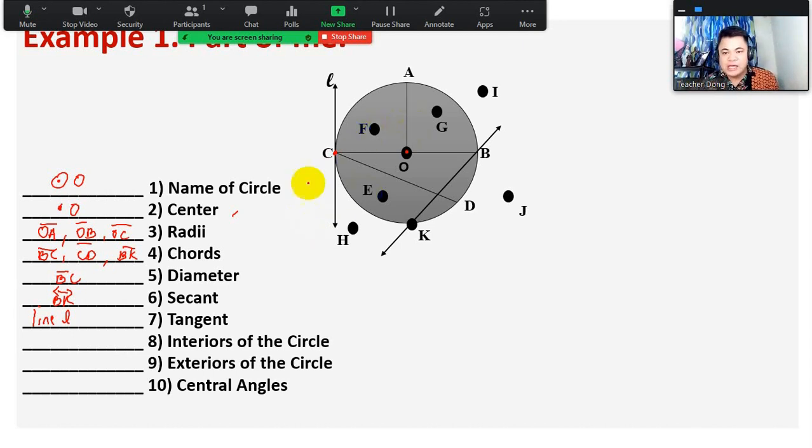Next, number 8, interiors of the circle. We have 3: points E, F, and G. And then for the exterior, we have 3 points: points H, I, and J.